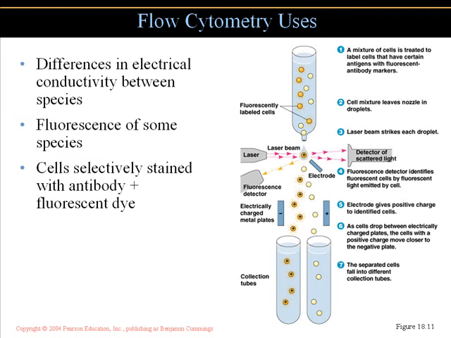Flow cytometry uses differences in electrical conductivity. These organisms conduct electrical activity differently. They weigh differently. They also reflect and/or absorb light differently. So fluorescein in some of the species is an important constituent. Some of the cells will selectively stain for particular antibodies based upon fluorescent dyes. But this is the technique that illustrates and utilizes flow cytometry.